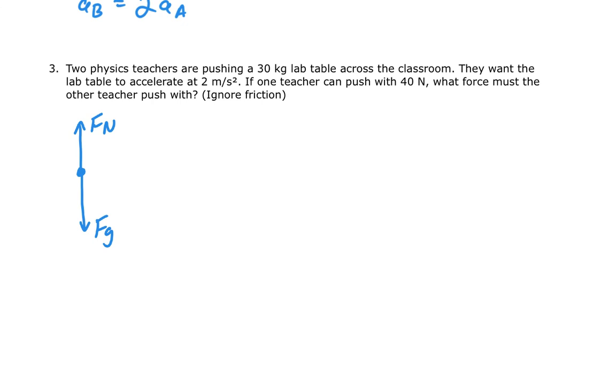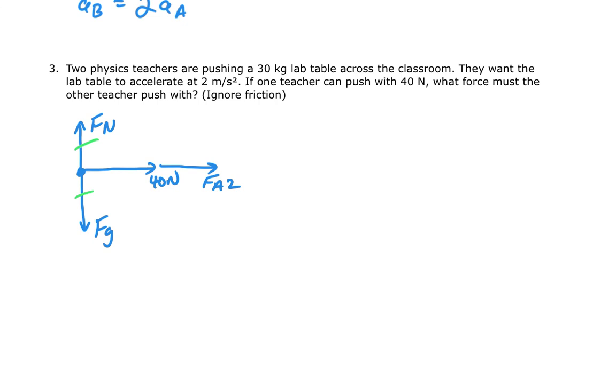And it says that we've got two teachers pushing. One teacher is pushing with 40 newtons. And the other teacher, we don't know what they're pushing with. So I'm just going to call this F applied, and I'll call it F applied 2. They told us to ignore friction. So that's it. Those are the only forces acting. Now, as we talked about before, the normal force must be canceling out with the gravitational force.